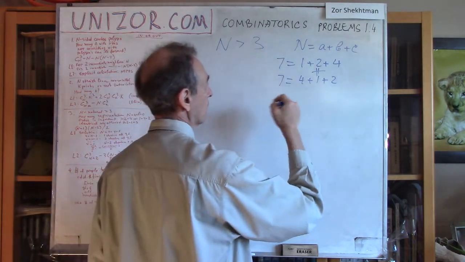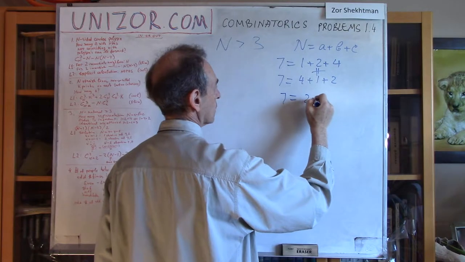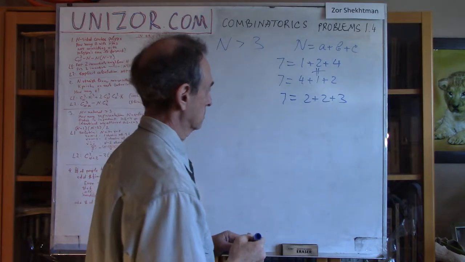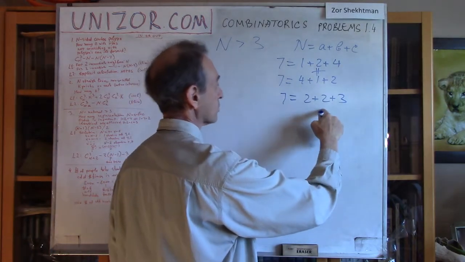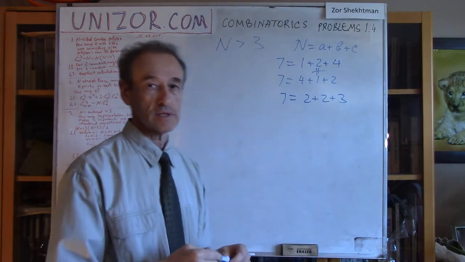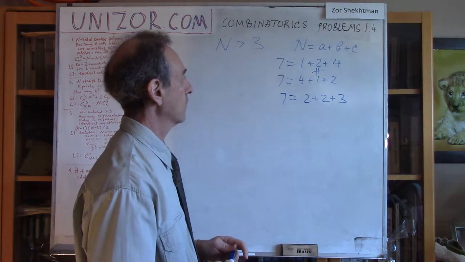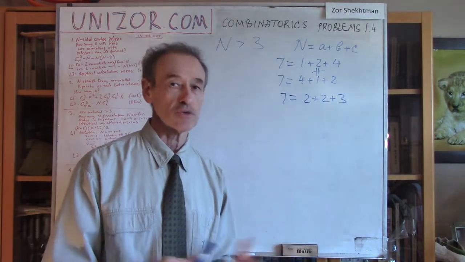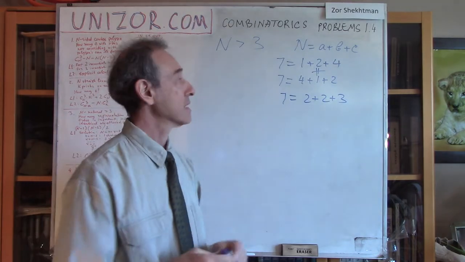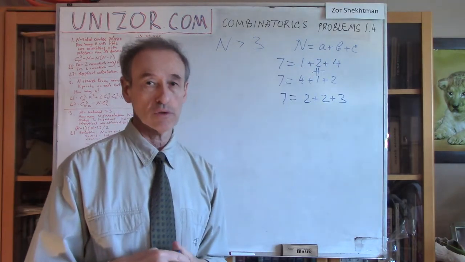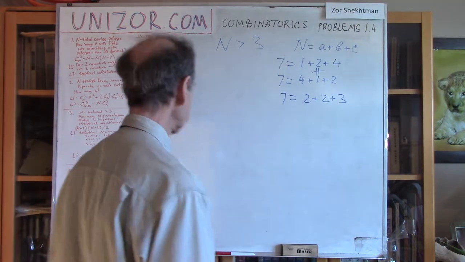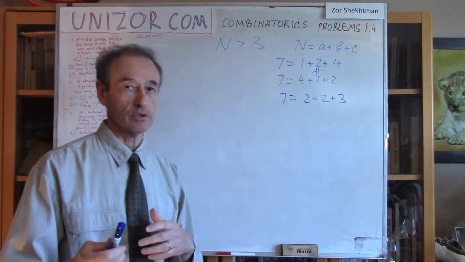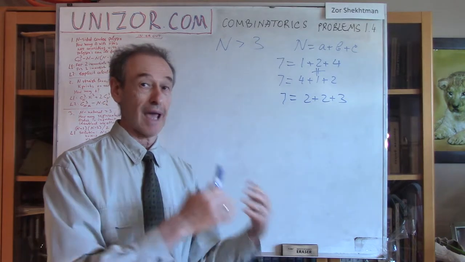Oh, by the way, identical numbers are also allowed, like 2 plus 2 plus 3. That's fine too. Which is not the same as, let's say, 2 plus 3 plus 2, right? So order is important, but other than that, there are no restrictions. So the question is, how many different representations of a natural number n as a sum of three natural numbers are possible? Okay, now, here is the way you can do it, again, inclusively and exclusively.